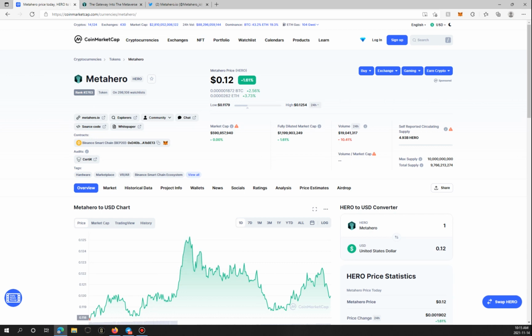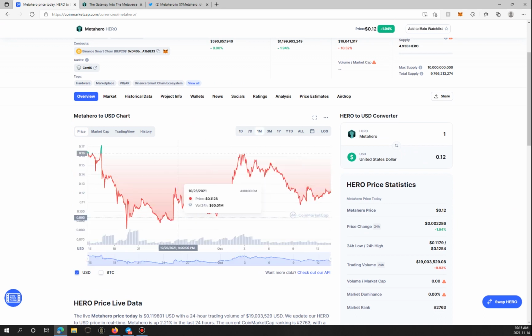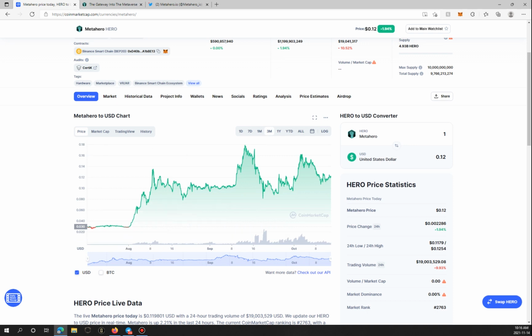Let's check the price. The price is now at 12 cents, right? So we've been trading sideways for the longest time. Let's look at a month. It looks red. It looks bad. Let's look at 3 months. Here we go. Like 3 months ago, you look where we were. We were at 3 cents. And then we shot right up to 13 cents. And then we traded sideways at 10 cents. What happened then?